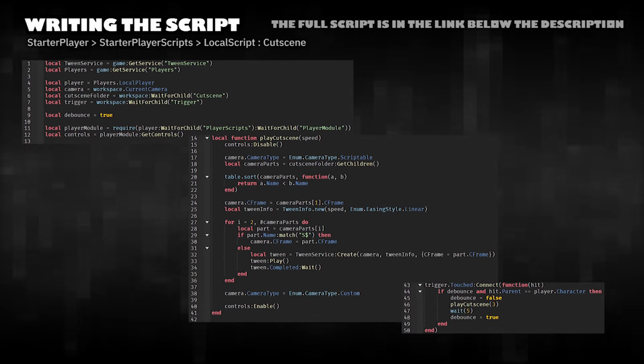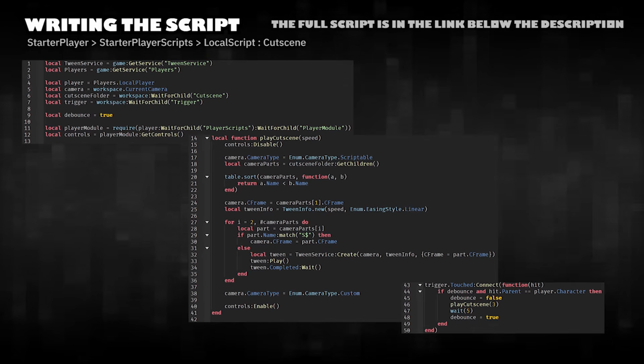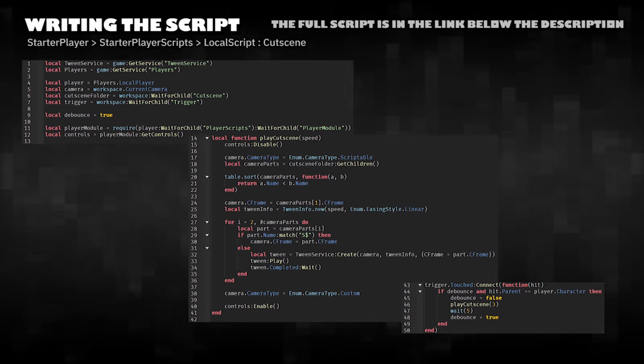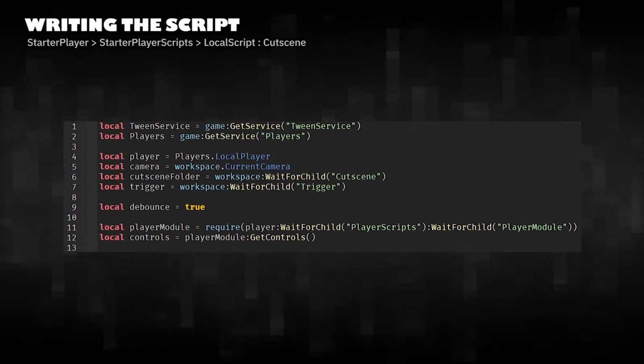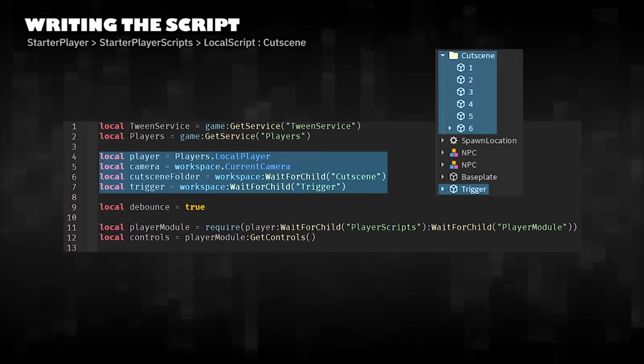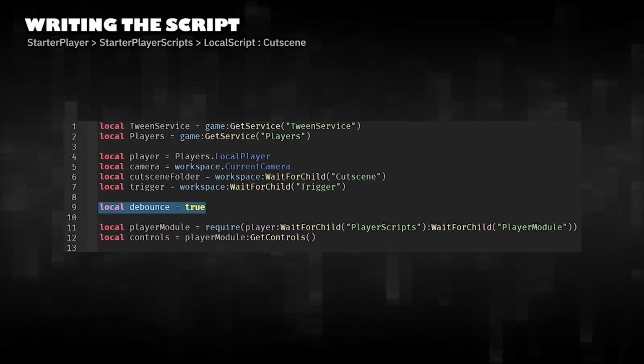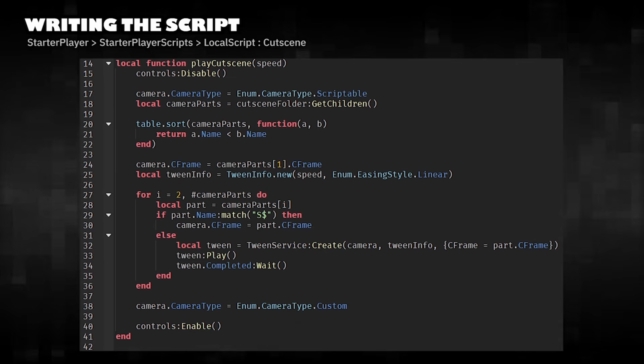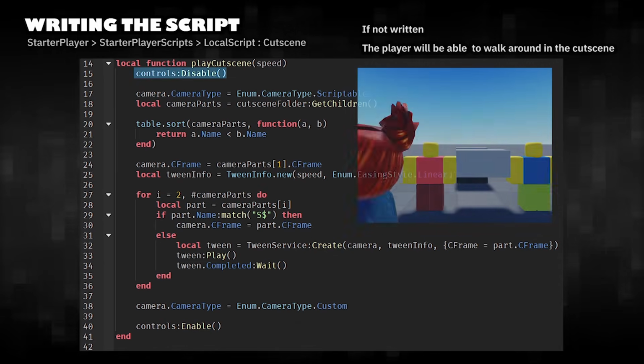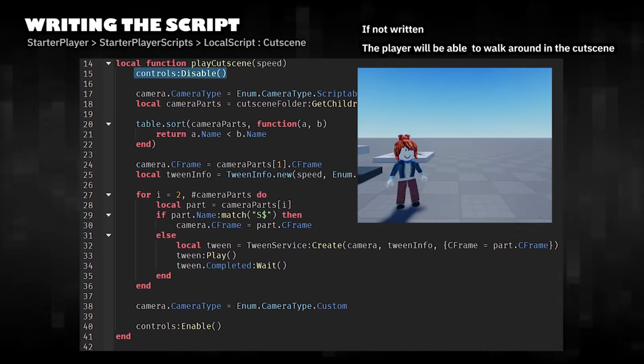Writing the script. This script will play a camera cutscene when the player touches the trigger. The camera will move to the installed points. References, services, objects, player control module, and debounce setup. In the play cutscene function, it stops the player from moving during the cutscene.